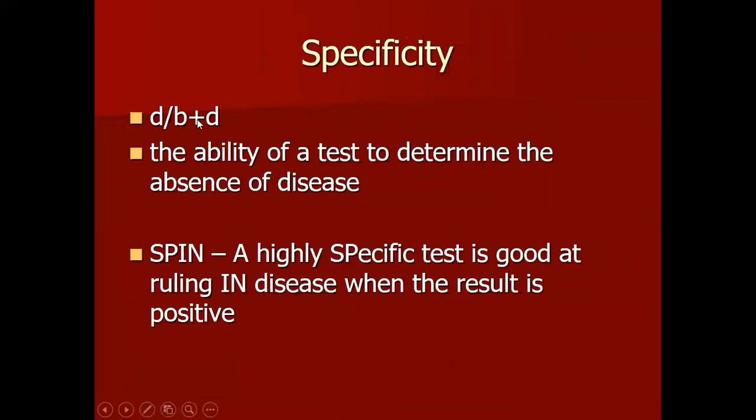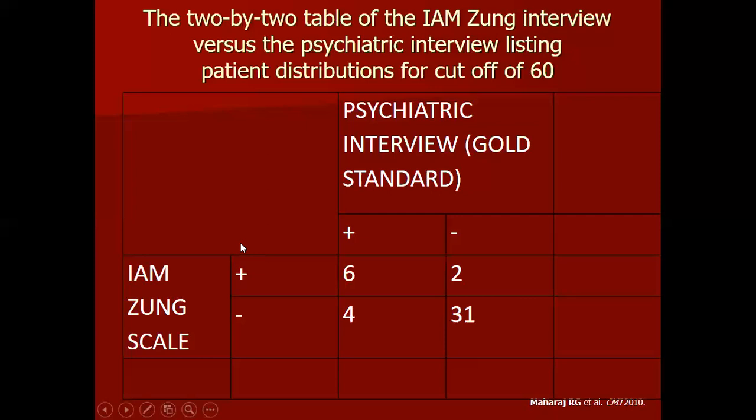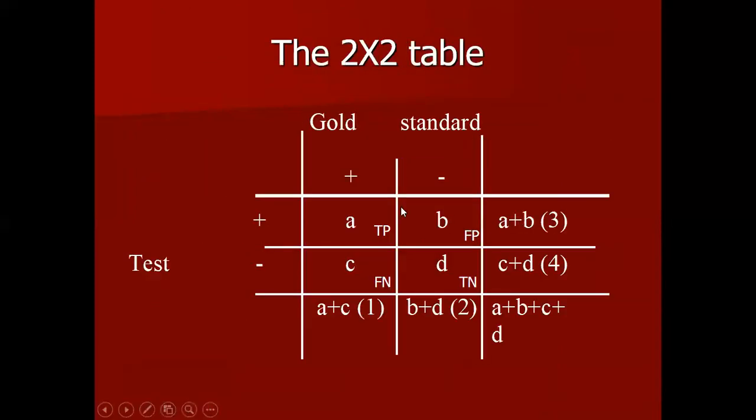Specificity is D over B plus D. Please put the B plus D in brackets. Specificity is the ability of a test to determine the absence of disease. So going back to this graphic, B plus D is who? All the people without the disease. And D, as in dog, D over B plus D. D is the true negatives. So D over B plus D, which is specificity, is also the same as the true negative rate. Right? The true negative rate.